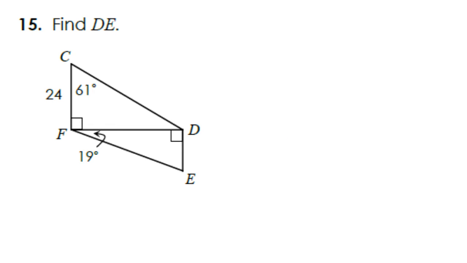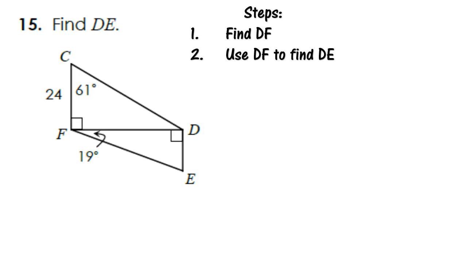Whenever I move into problem 15, this time I'm going to have multiple pieces, and so I start thinking in my head, what are my steps going to be? I think to myself, I want to first find DF, which is the base of that top triangle, and then I want to use DF to help me to find DE, which is what they are looking for. So DF and that triangle, I'm going to notate everything in red. DE and everything in the bottom triangle, I'm going to notate everything in blue.